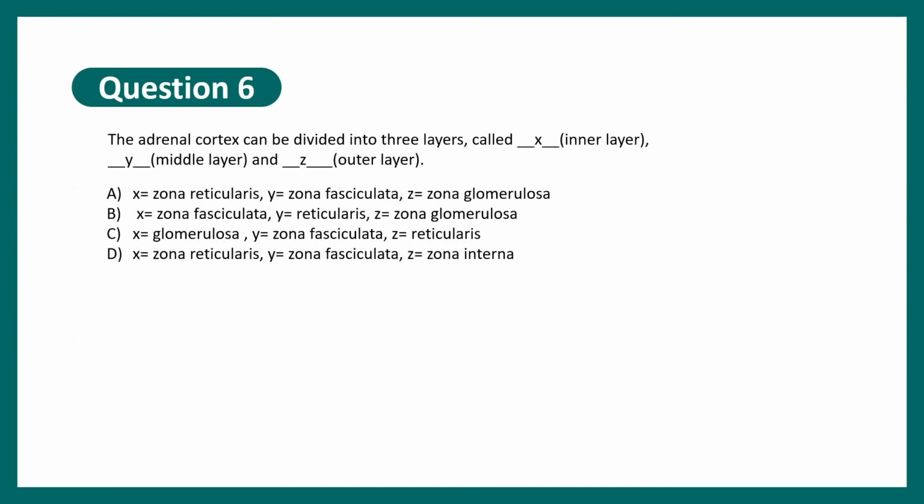Question number 6. The adrenal cortex can be divided into 3 layers called X, the inner layer, Y, the middle layer, and Z, the outer layer. You have to tell what X, Y, and Z are. So if you have understood the anatomy correctly, the correct answer here would be option A.